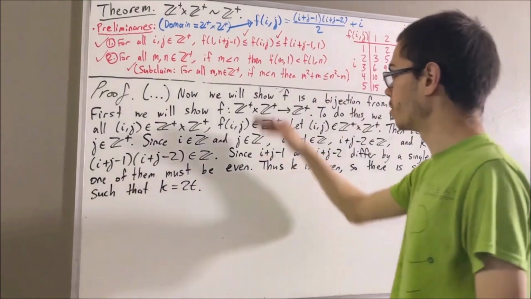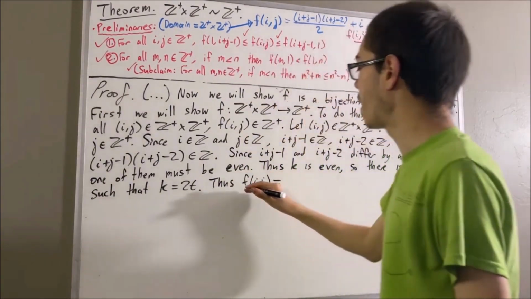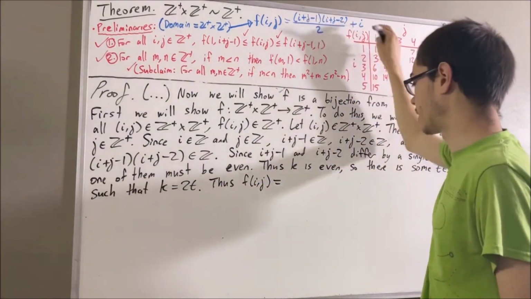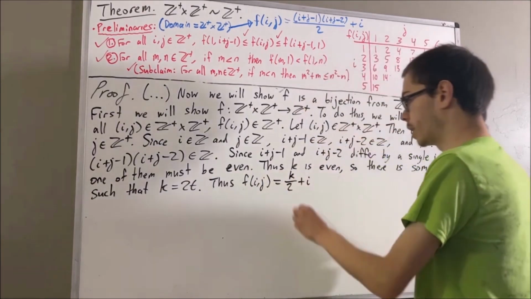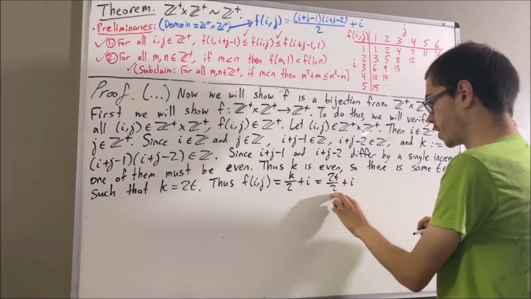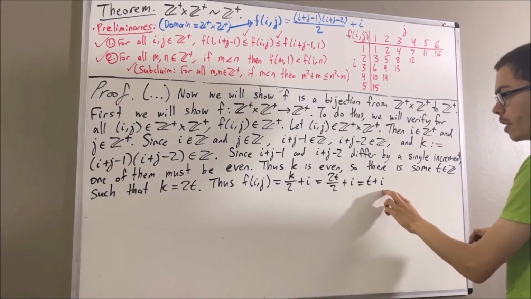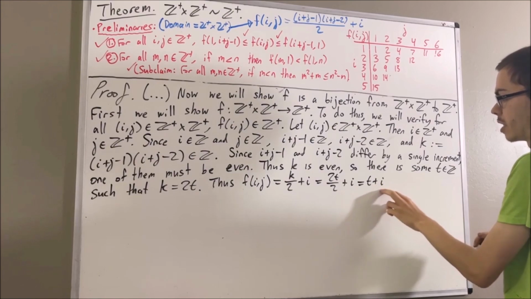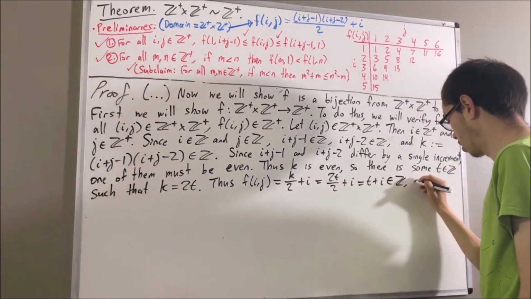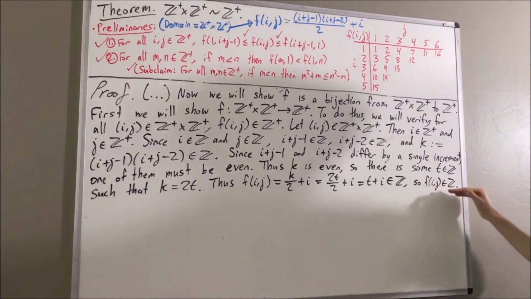Now, if we compute f of i comma j, we have that f of i comma j is equal to k over 2 plus i. We know that k is equal to 2t. 2t over 2 is just t. And since t and i are both integers, it follows that t plus i must be an integer, so f of i comma j is an integer. So this shows that f of i comma j is an integer.